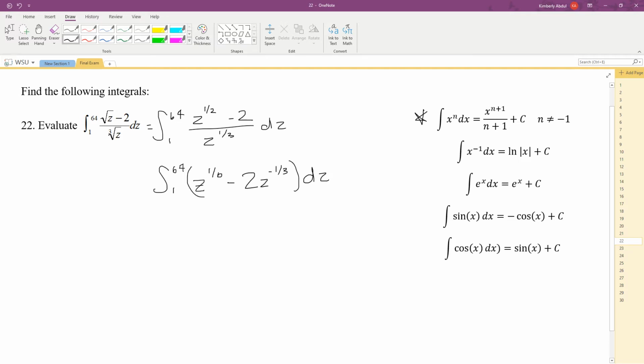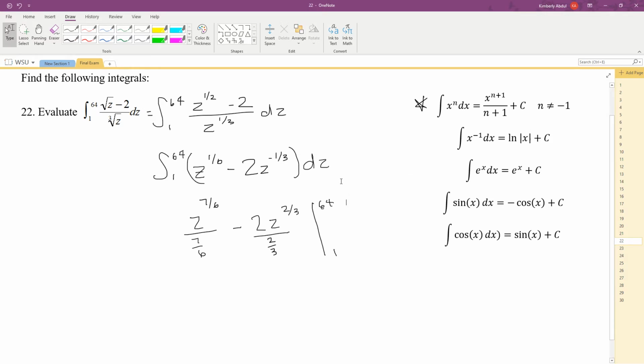So I'm going to raise the exponent by 1 and then divide by the raised exponent. So here I'm going to have z to the 7/6 divided by 7/6, and then minus 2, raise the exponent by 1, negative 1/3 plus 1 is 2/3. So I'm going to have z to the 2/3 divided by the raised exponent. So divide by 2/3. And then I'm going to evaluate that from 1 to 64. So I don't need to put the plus c because I'm going to be evaluating it.